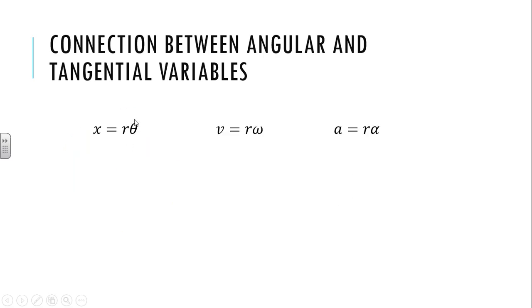Now, it's worth pointing out that if we do this and actually carry this through my toolbox equations, we get a relationship for angular velocity and tangential velocity that looks like this. Tangential velocity is equal to radius times angular velocity, and the same relationship between tangential acceleration and angular acceleration. Tangential acceleration is equal to radius times angular acceleration.